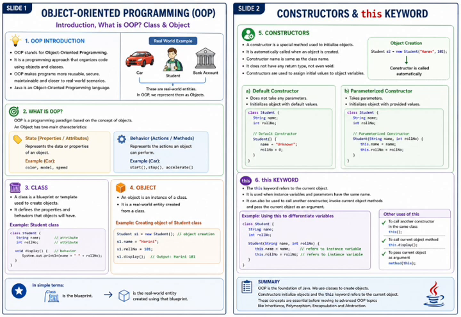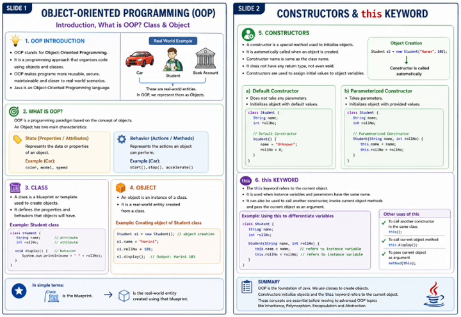Object oriented programming is a programming approach based on the concepts of objects. Objects represent real world entities such as student, car, mobile phone, or bank account. Each object has two important characteristics. The first is state, which represents the properties or attributes of an object. For example, a car can have color, model, and speed. The second is behavior, which represents the actions an object can perform, such as starting, stopping, or accelerating.